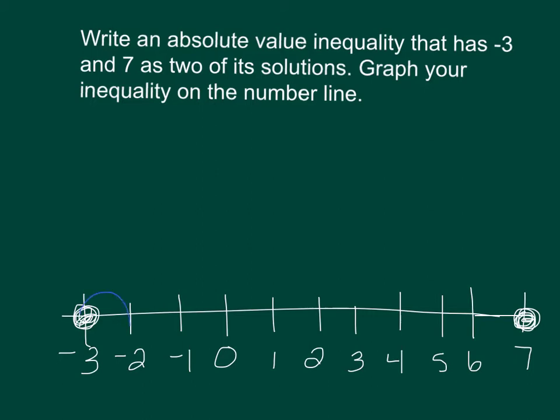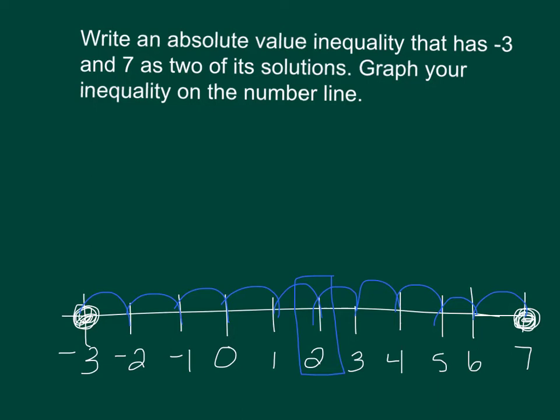To do this, we're just going to go one space on either side, and keep jumping one space at a time. Our midpoint would actually be at 2. Okay, so our midpoint is at 2.